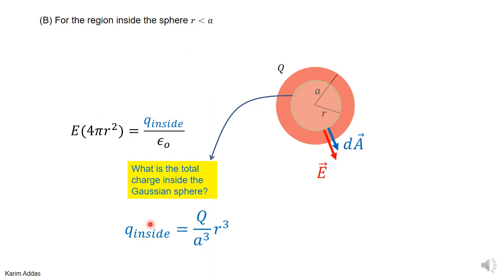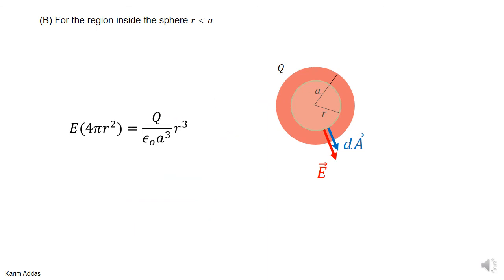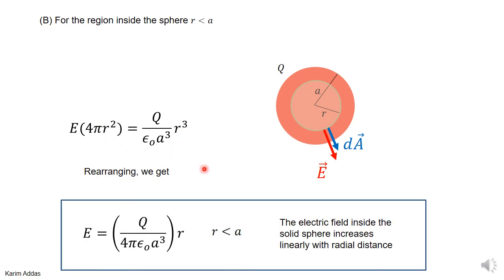So now we can substitute Q inside, the one we got, into the right-hand side of Gauss's law, and let's see what we get. We get this expression. Now you have here r cubed, you have here r squared, so you only get one r left over here. By rearranging the terms, we get this final result. Everything inside this bracket is a constant, so that means that the electric field increases linearly with r, for r less than a.